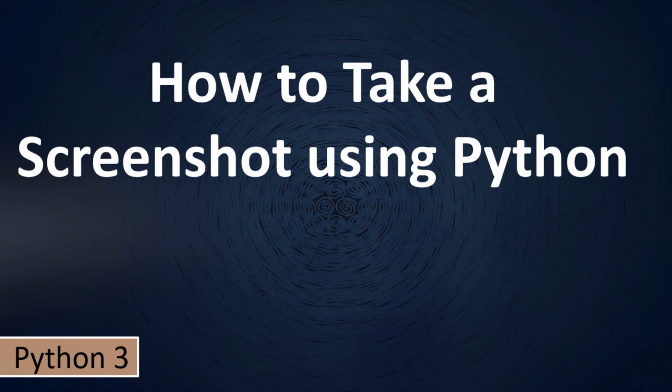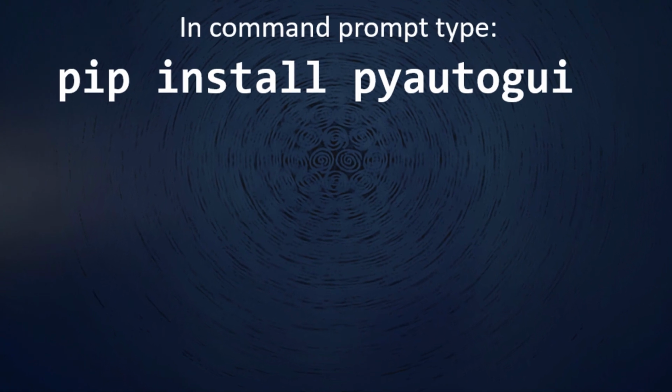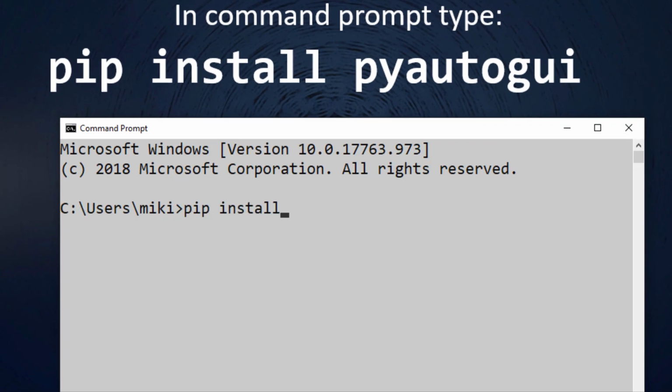Hi everyone, in this tutorial I'm gonna show you how to take a screenshot using Python language. In order to do that, I'm gonna install pyautogui package. In command prompt, I'm gonna type pip install pyautogui and I'm gonna press enter.